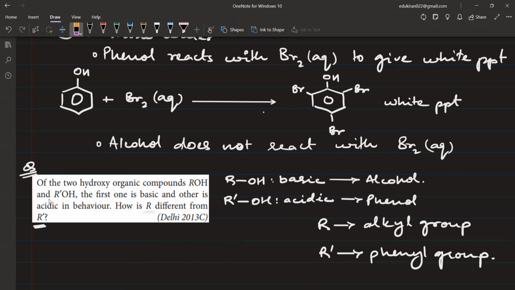Since alcohol is a weaker acid, or we can say that alcohol acts as a base more often because it has even less acidic character than water. So if something is less acidic than water, then in water it will act as a base. And that is why we can say that R' is phenyl group and R is alkyl group.